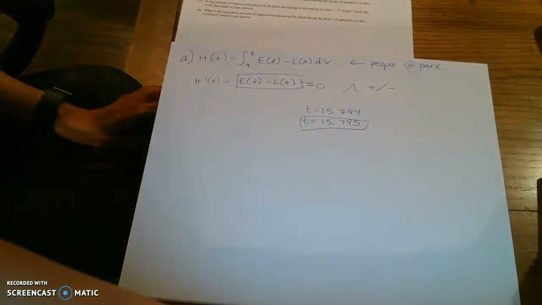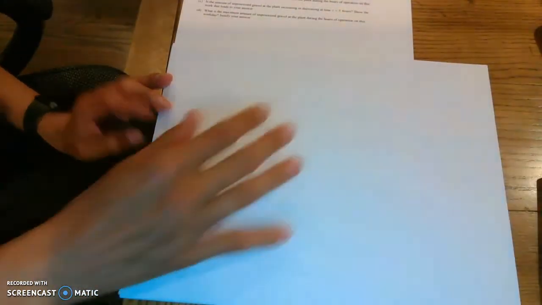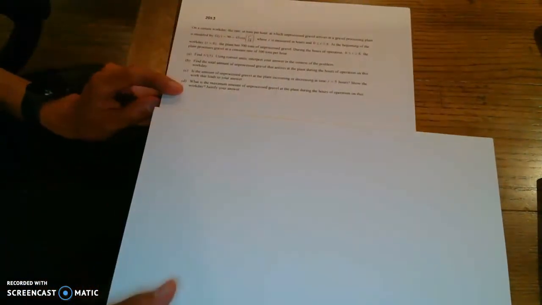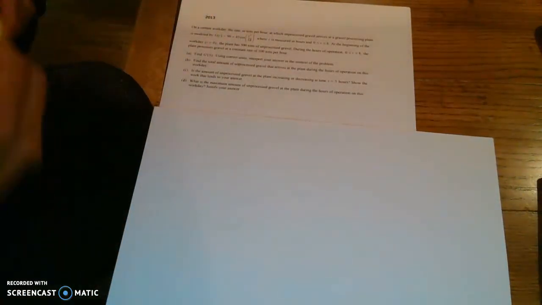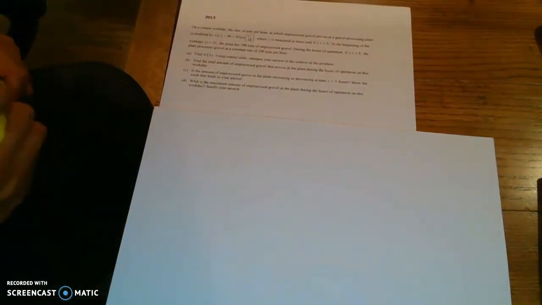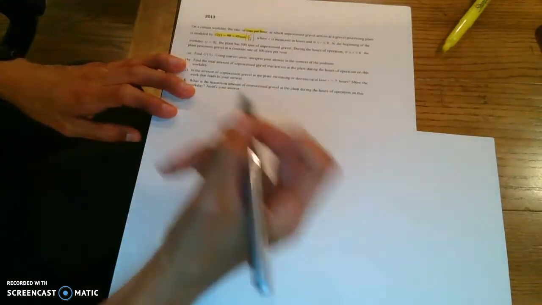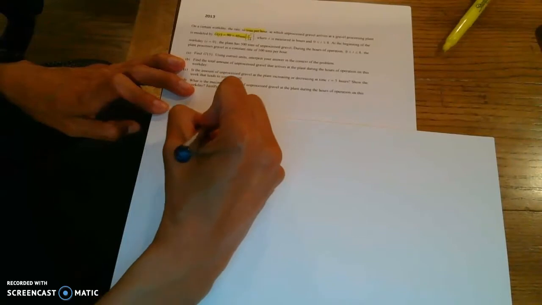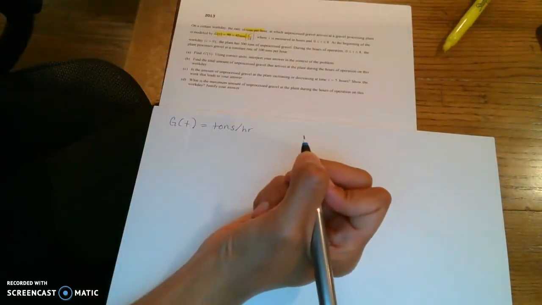All right, so now we're going to move on to the second question, which will be the last question that I do with you. And this is 2013. You should have that in front of you, and you should have read it, hopefully, or glanced at it. It says basically that we have G of t that's being measured in tons per hour. Any important information, I really want you to always get in the habit of writing down. G of t is measured in tons per hour.